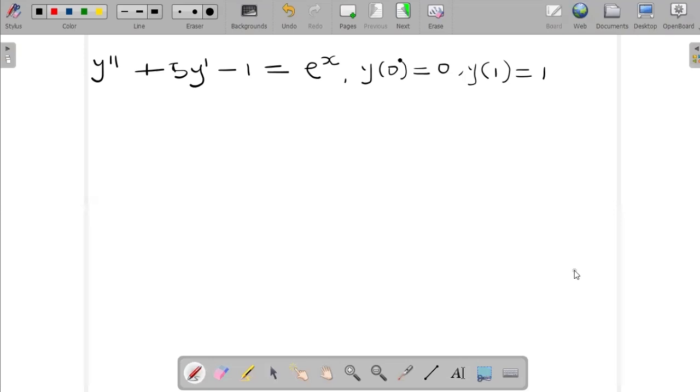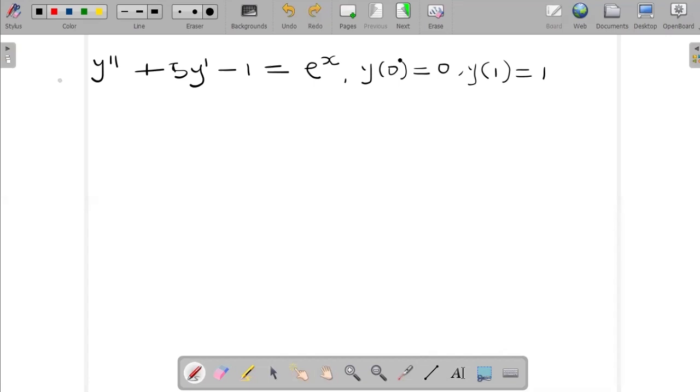Good day, students. Today we want to solve a boundary value problem by the differential transform method. In our previous videos, we have considered the solution of an initial value problem. But today, let's see how we can apply the differential transform method to solve a boundary value problem.